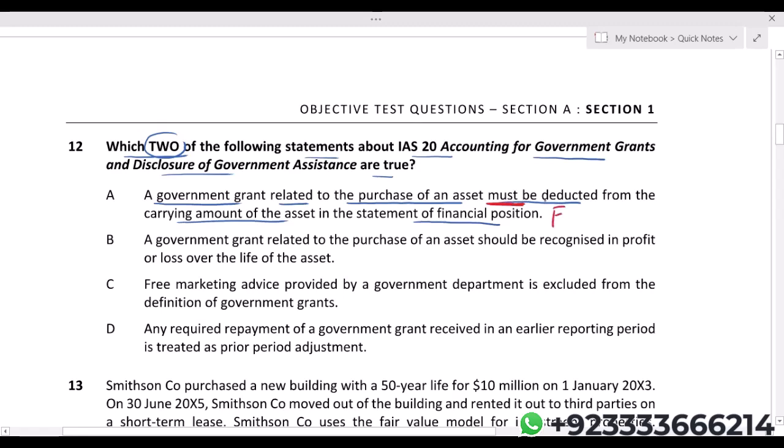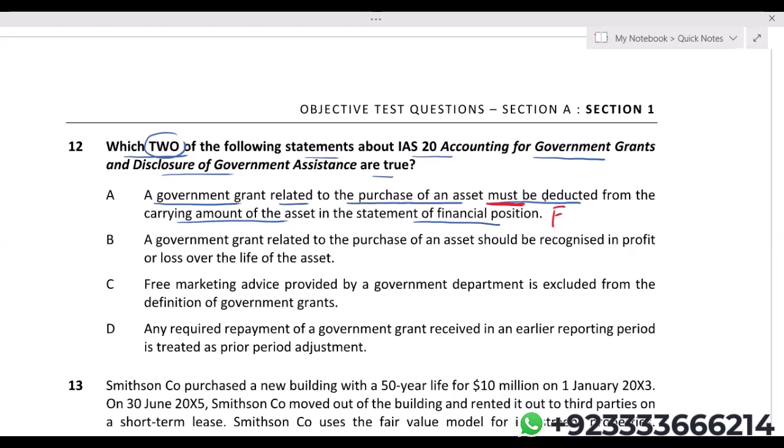If you recall, there are two types of government grants in IAS 20. One is the capital nature grant, which relates to the asset. There are two treatments. One, you can deduct the grant from the carrying amount of the asset. Another, you can treat the government grant as deferred income. Then slowly and gradually that deferred income will be amortized over the useful life of the asset.